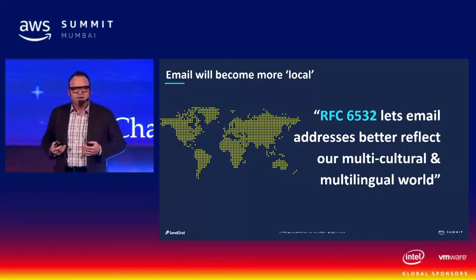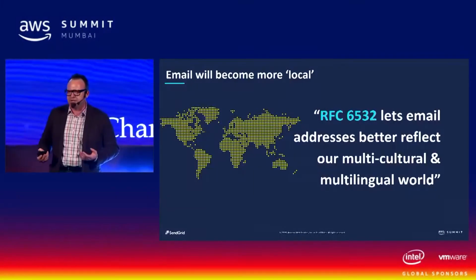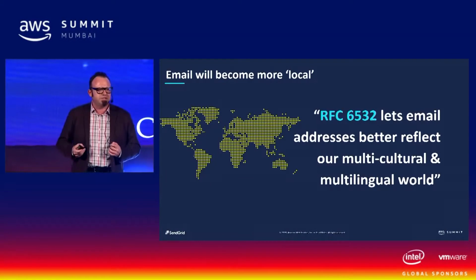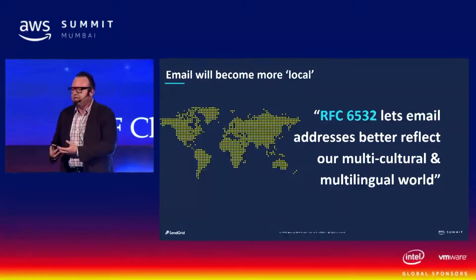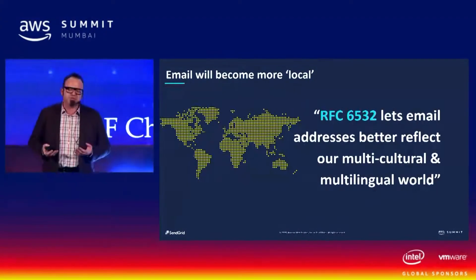This one's kind of near and dear to my heart, and I think it probably makes a lot of sense here, but let's face it, the internet's underlying technologies are fundamentally in English. RFC 6532 is a change to the SMTP UTF-8 protocol. We are now going to accept email addresses in scripts other than English. I think it's really cool.